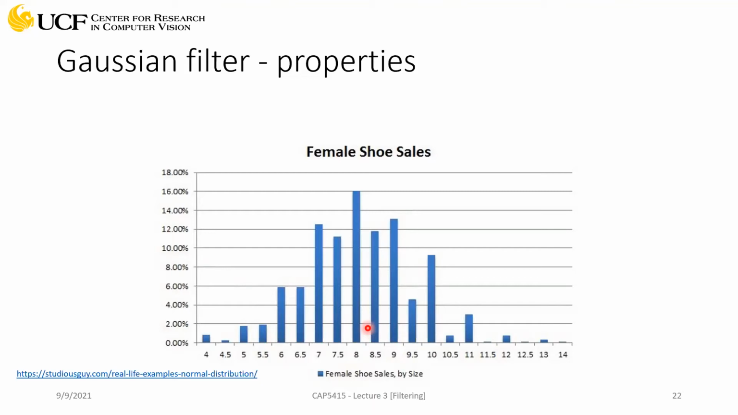For example, here I'm showing you a distribution of female shoe sales from some company. You can see that although it's not a perfect Gaussian, it looks like one. So it's widely spread, and everywhere you go, you will find this Gaussian. You can pick any distribution.